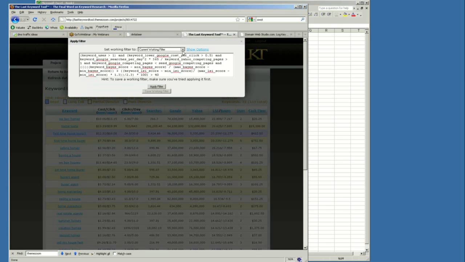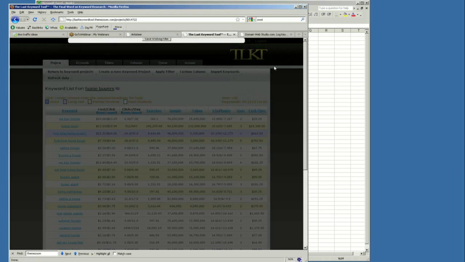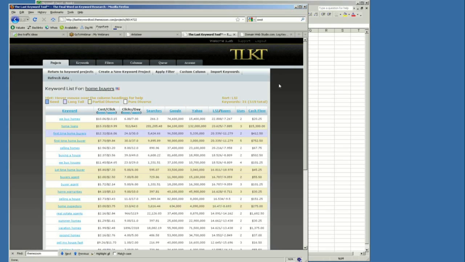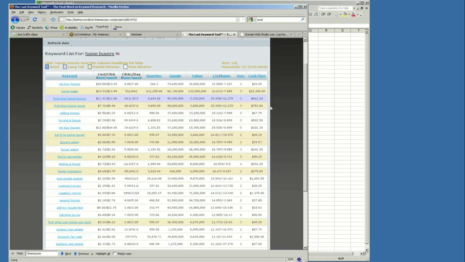I believe it's already applied, but we'll just make sure. Okay. Now, if you look at the sort in the top right corner, you'll see we were brought back 519 keywords. The creamy filter goes and sorts the data for you, and it's returned us 31 keyword ideas.